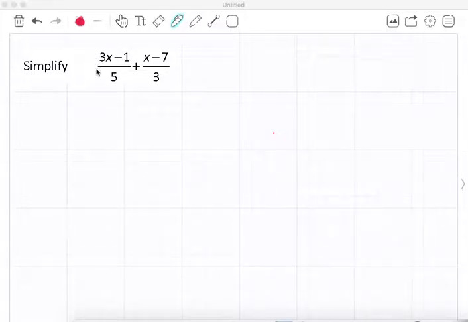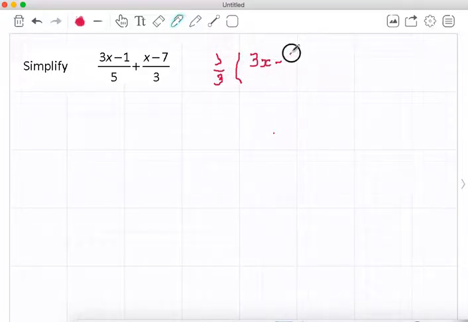I'm going to multiply this by 1, and I'm going to multiply this by 1. But the number I'm going to choose for the 1 is 3 divided by 3. So that's the number 1, and I'm going to multiply that first fraction by 3 over 3. Now if you look at the bottom, whilst I'm writing this out, 3 times 5 is 15. Don't worry about the top, we'll do that in a minute.